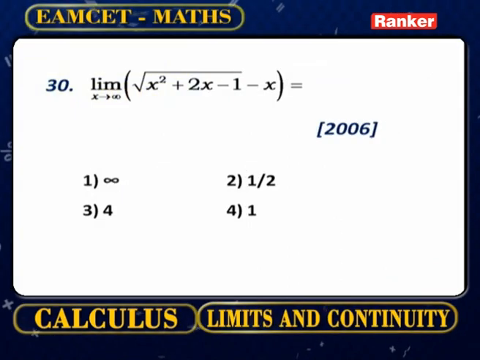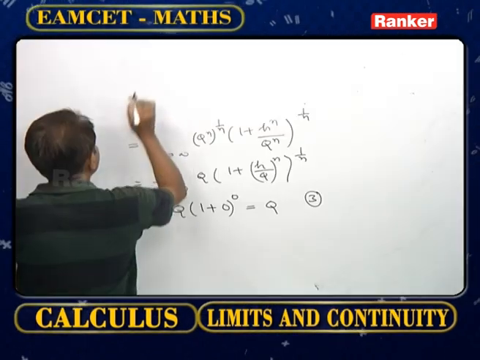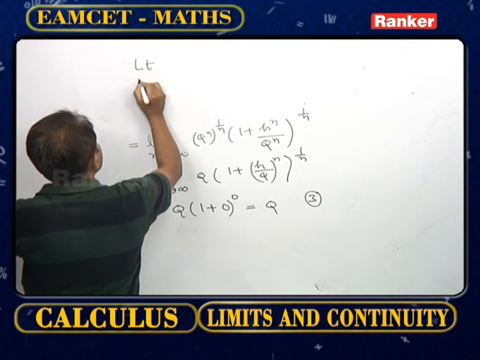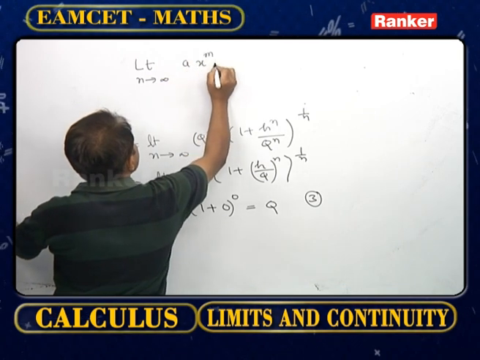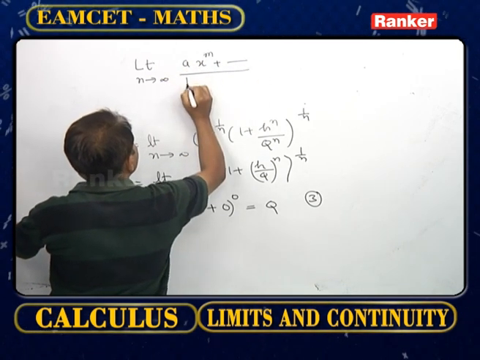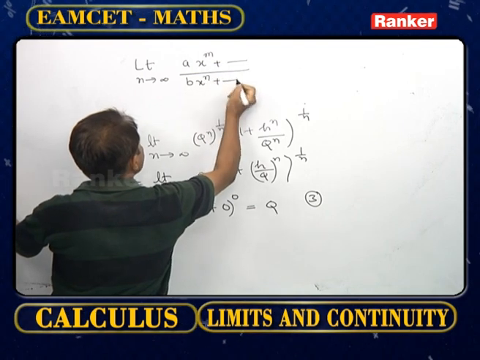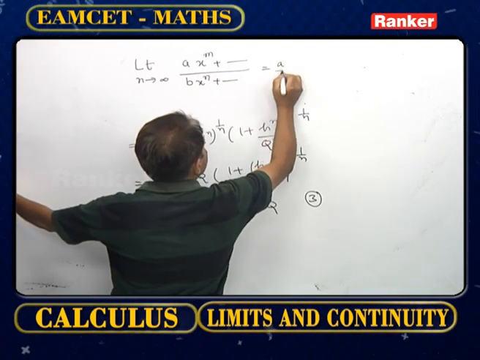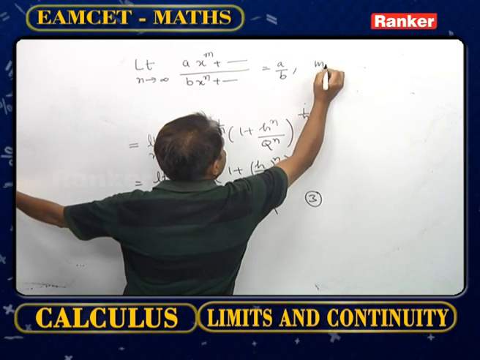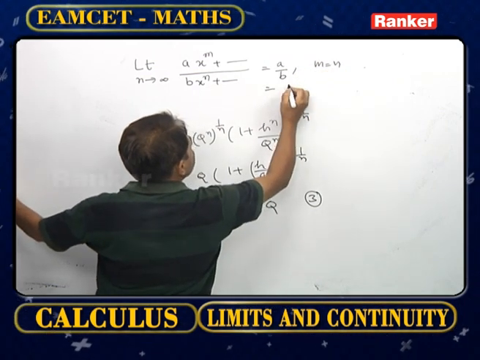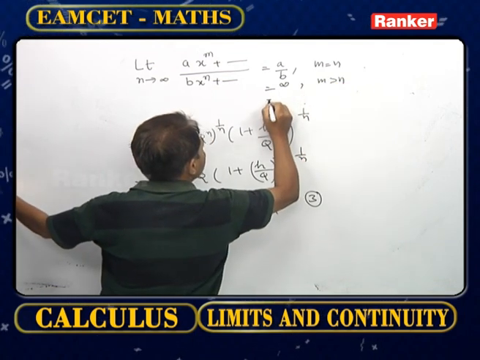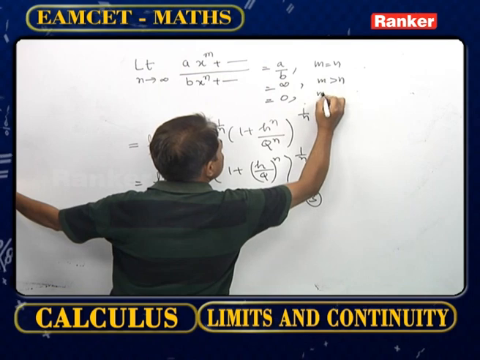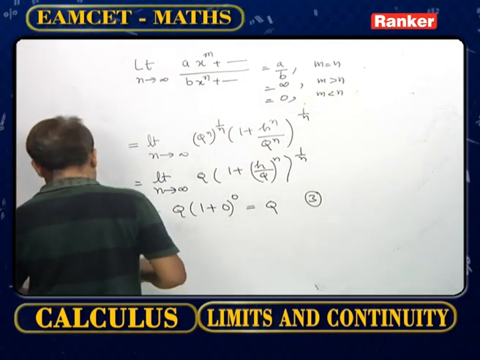Now, here let us write 1, 2 formulas based on infinity, right. See here, limit n tends to infinity of a into x to the power of m by b into x power n. This will give you a by b when m is equal to n. If numerator is more, it tends to infinity. If denominator is more, it tends to 0. So, 3 answers are there.